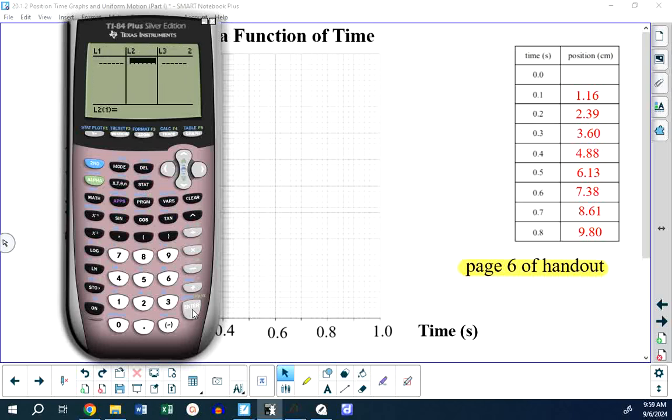So here's what you want to remember. L1 is for your independent or manipulated variable. L1 is for your x. It's for the thing that goes on the horizontal axis. So the first thing we're going to do is go over to L1 and start entering in the data. 0.1, 0.2, 0.3. And every time you enter a data point, you hit enter.